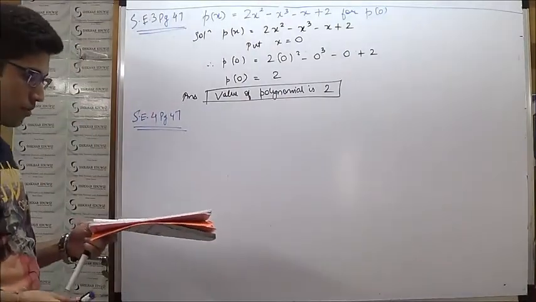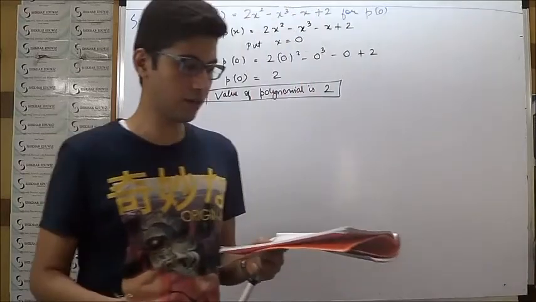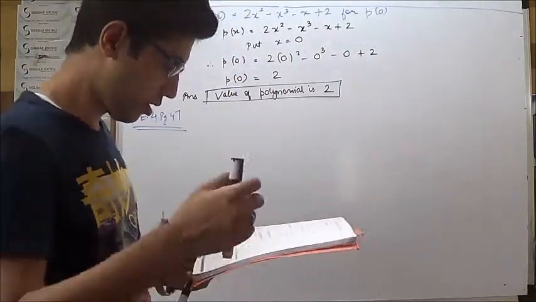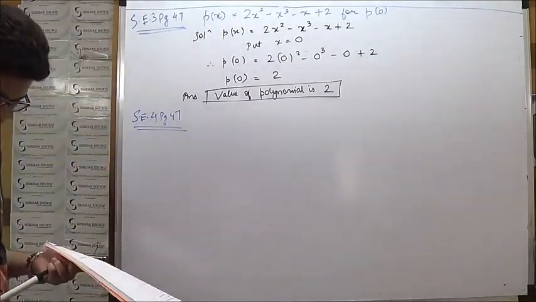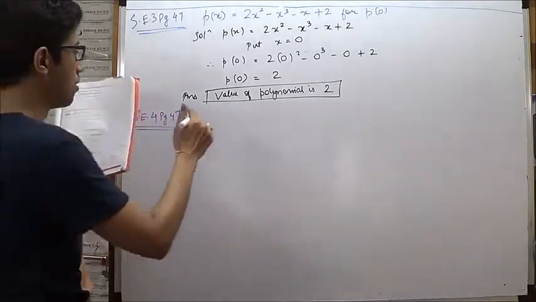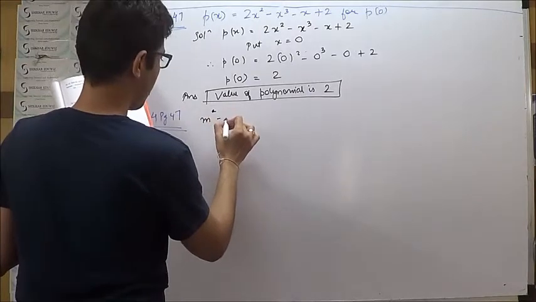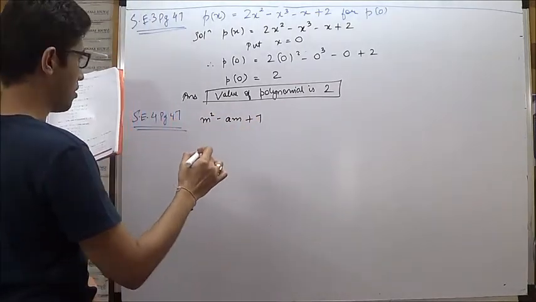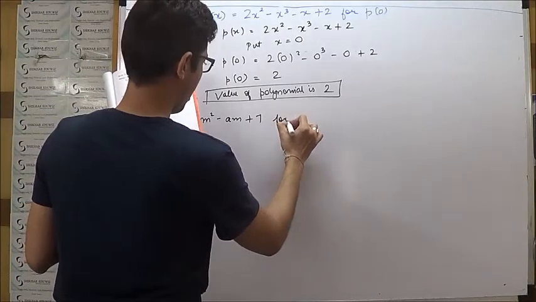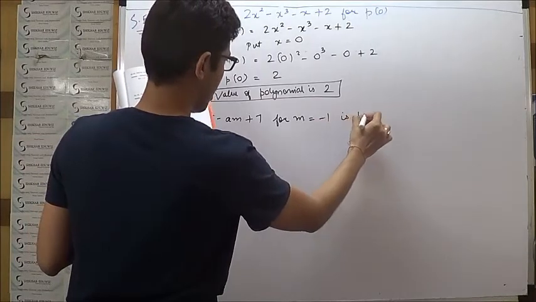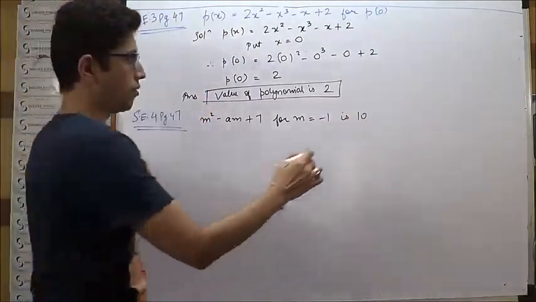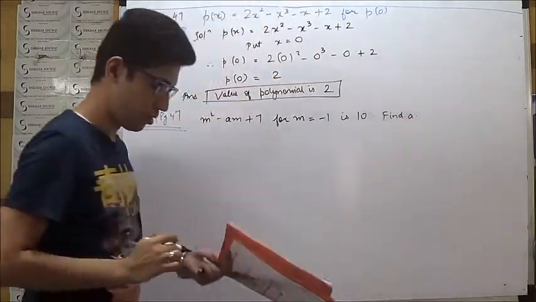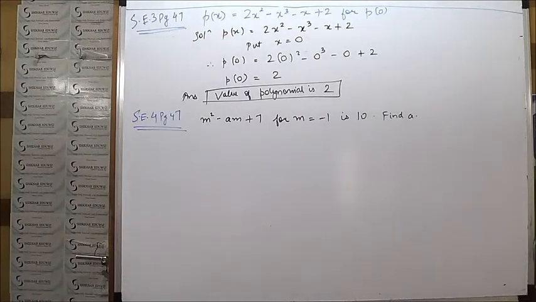Solve example 4, page 47. If the value of the polynomial m square minus am plus 7 for m equals to minus 1 is 10, find a. Again, I repeat the question. If the value of the polynomial m square minus am plus 7 for m equals to 1 is 10, find the value of a.